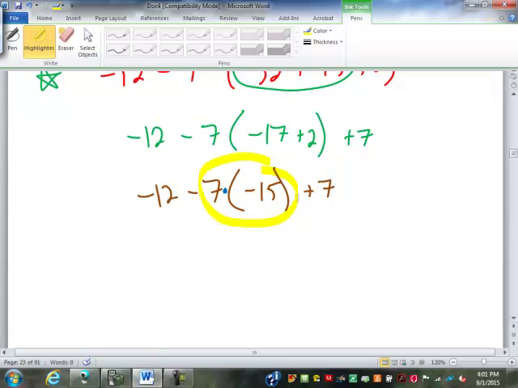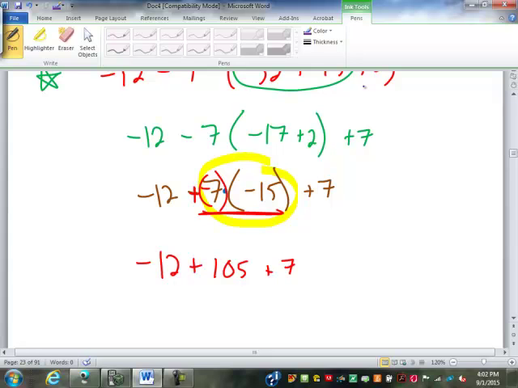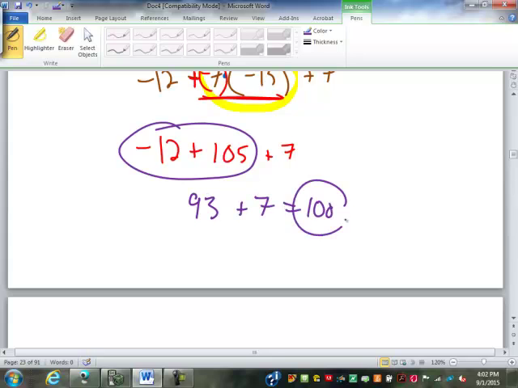I'll take a poll. Which one works better for you guys? Negative 7 times negative 15? So we would have to change this to be plus a negative 7. So now this is a plus up here. This is negative 12 plus negative 7 times negative 15, which is a positive 105. Negative times the negative is positive. 7 times 15 is 105. So now negative 12 and 105 make 93, plus 7 is 100.